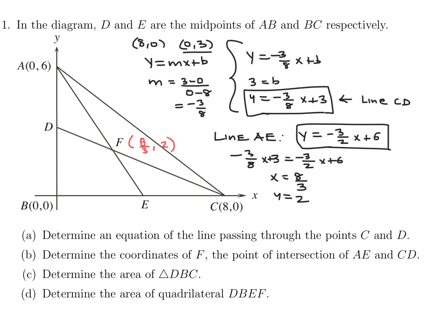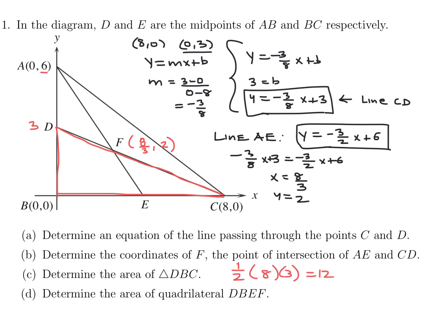Determine the area of triangle DBC. Okay, so this guy right here. Well, that's pretty easy. That's just 1/2 base times height. The base is 8 and the height is 4, right? No, so the height is 3. The height is 3 because it's half of 6. So that's going to be 12.